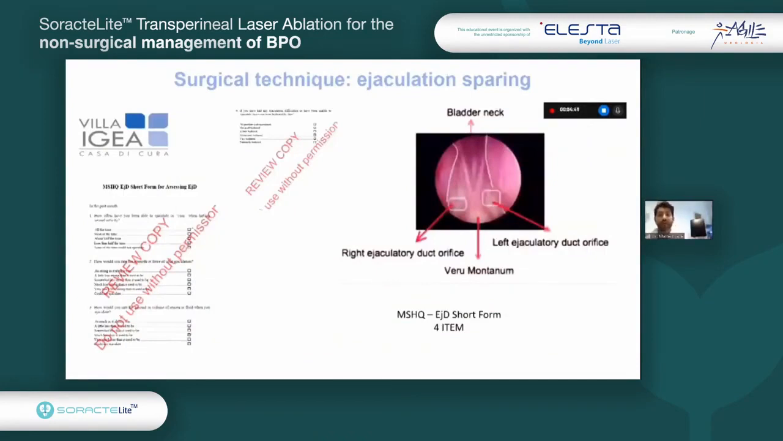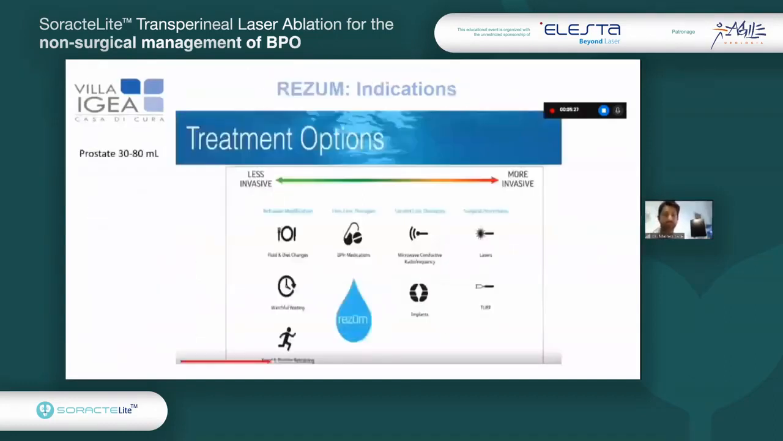Another piece of advice that we add is to stay 1 centimeter above the ejaculation triangle. What is the ejaculation triangle? Everybody knows it's a triangle with one apex at the right ejaculatory duct, another at the left one, and the other at the verumontanum. So the advice is to identify the duct and to stay above it. How do we assess the ejaculation? By using a validated questionnaire, the Men's Sexual Health Questionnaire, especially the ejaculatory disorder short form with 4 items about ejaculation.